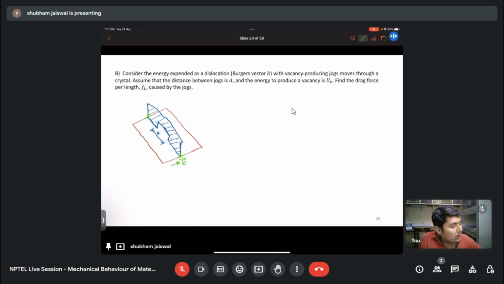What are the things they have given? The distance between the jogs is d and the Burgers vector b, and the energy to produce the vacancy is uv, and they are asking us to find the force per unit length. Now try to answer it.